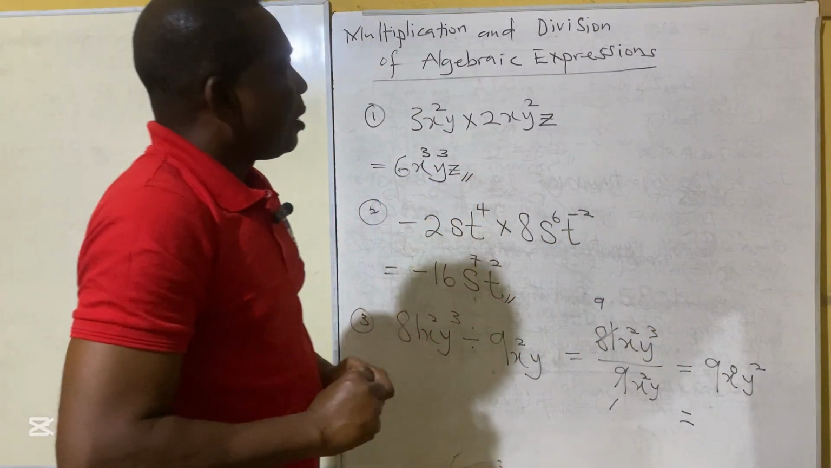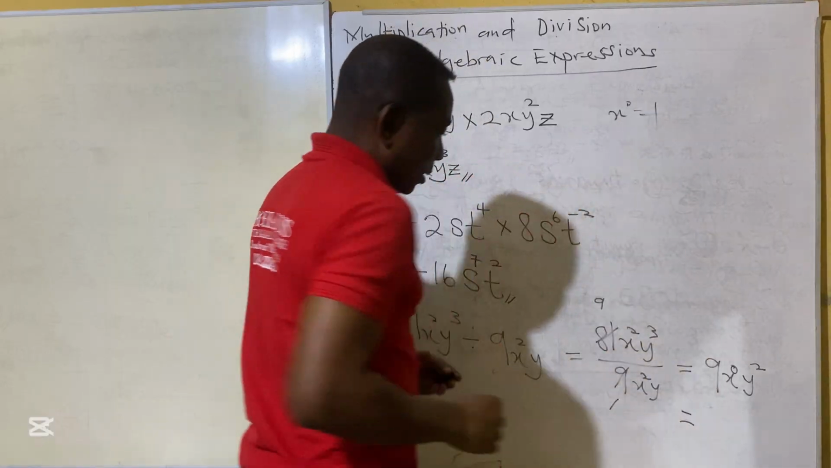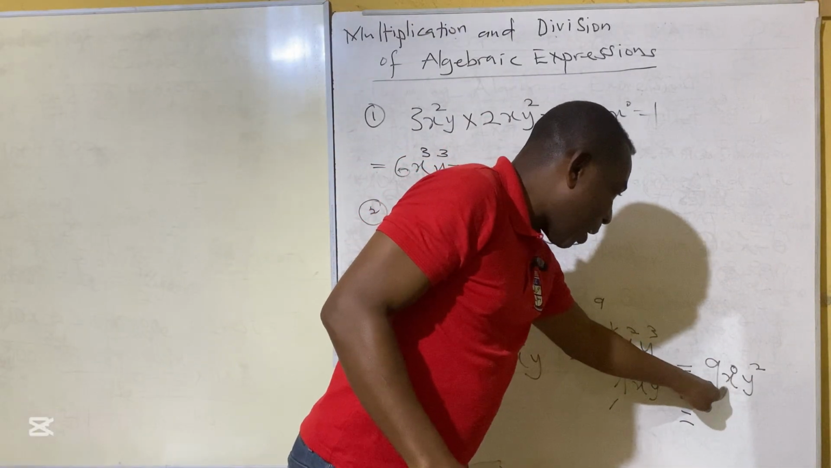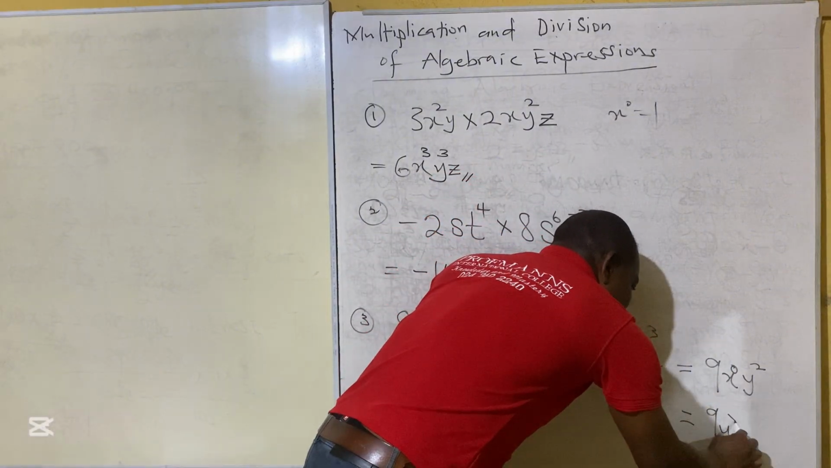Now, in indices, a number to the power 0 is equal to 1. So x to the power 0 is 1. So 9 times 1 times y squared. So it will give us 9y squared.